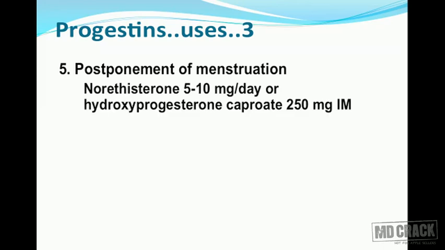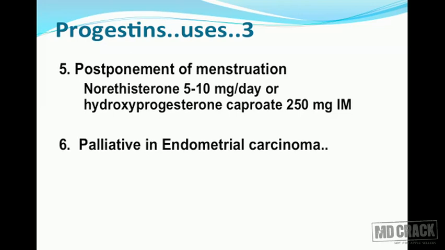And as we said, the progestin takes for granted that around the time of ovulation there is fertilization. So it's going to protect. It's in favor of pregnancy. So you can postpone the menstruation as long as there is a good progestin level. The menstrual blood flow is not going to start. The compound is norethisterone, 5 to 10 milligrams every day by oral route, or hydroxyprogesterone caproate, 250 milligrams by intramuscular route. This can postpone the menstruation.